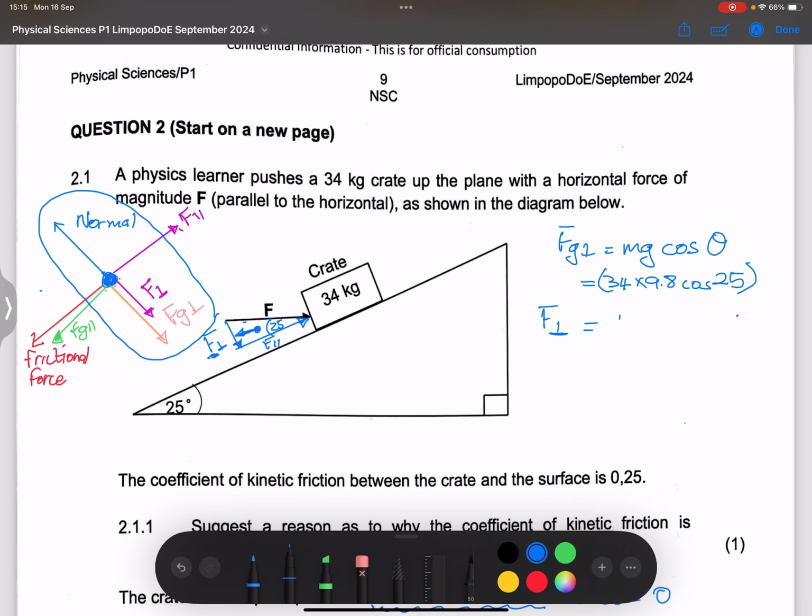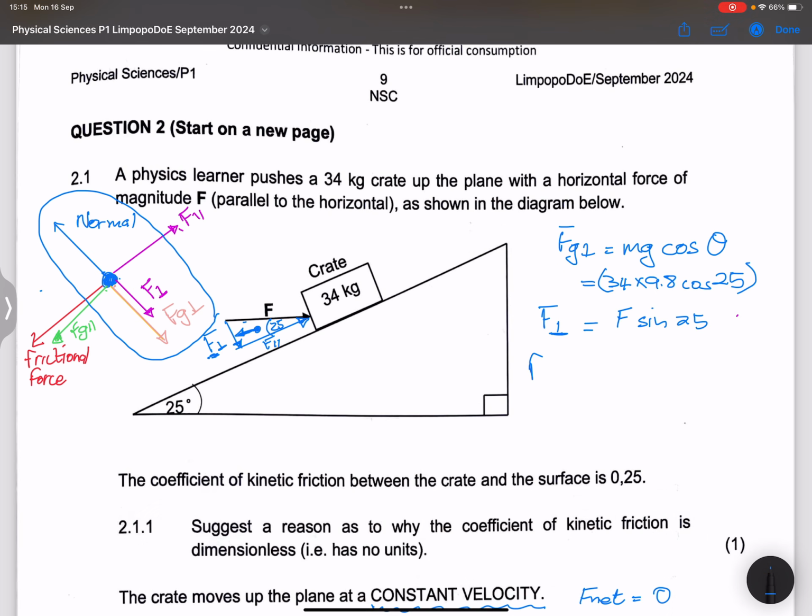So that's going to be F, the sine of 25 degrees, okay? Right, now let's calculate the frictional force. So frictional force would be coefficient multiplied by the normal force.